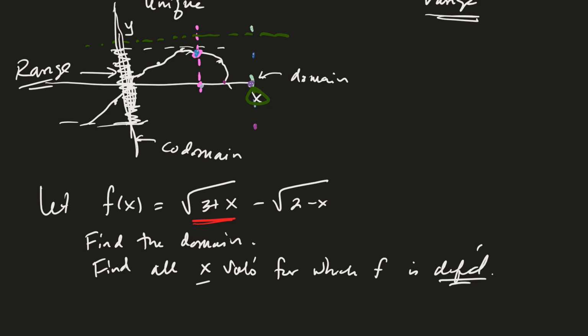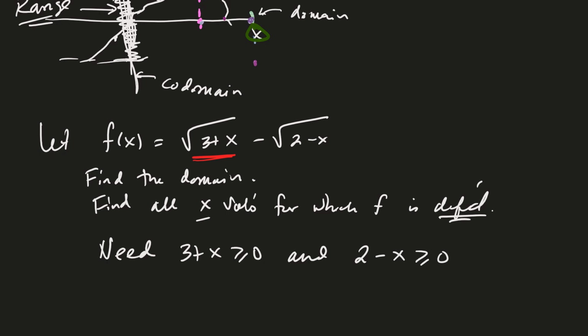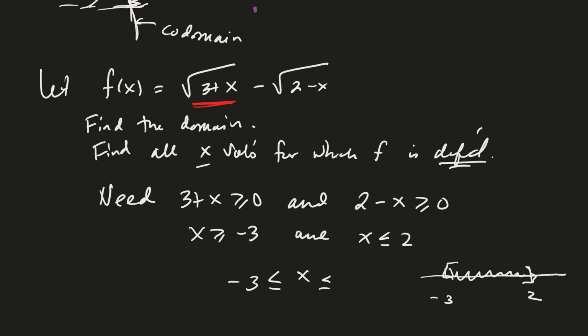And so for f to be defined, we would need two things to be true. We need 3 plus x to be greater than or equal to 0, and we need 2 minus x to be greater than or equal to 0. So in this case, we need x to be greater than or equal to minus 3, and x is less than or equal to 2. On a number line, that means you're between 2 and minus 3, including 2 and minus 3. So x can be between minus 3 and 2.